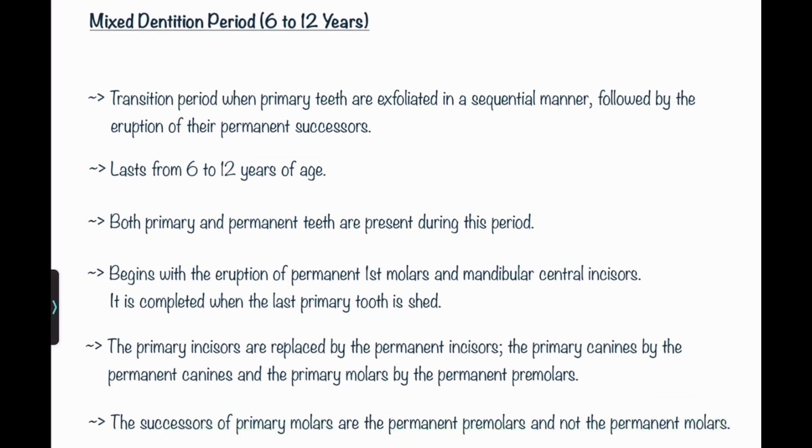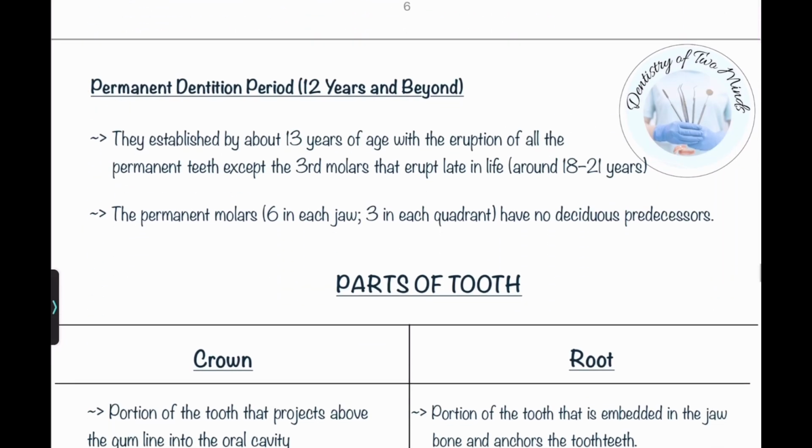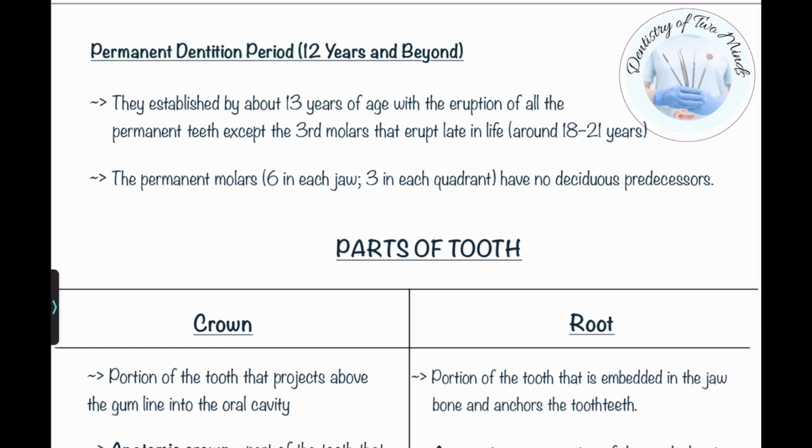The significant changes in occlusion during the mixed dentition period are due to significant growth of the jaws and replacement of 20 primary teeth by their permanent successors. Next is the permanent dentition period. It is well established by about 13 years of age with the eruption of all the permanent teeth except the third molar, which erupts late in life, around 18 to 21 years.